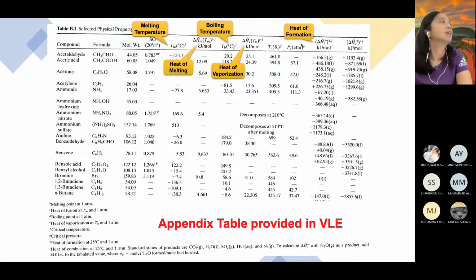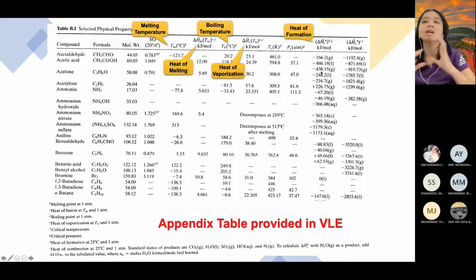Contohnya katakan this acetaldehyde CH3CHO. Sorry, saya tengok acetic acid. Acetic acid is easy to see. Acetic acid, kamu nampak heat of formation dia ada dua di sini. Negative 486.18 dalam bracket liquid, negative 438.15 dalam bracket G. G is stand for gas.